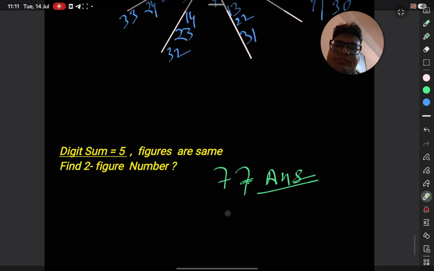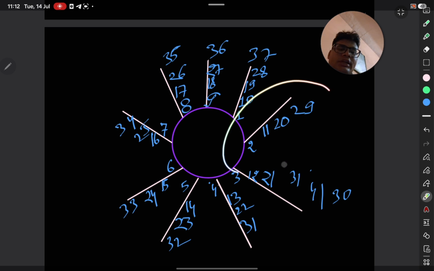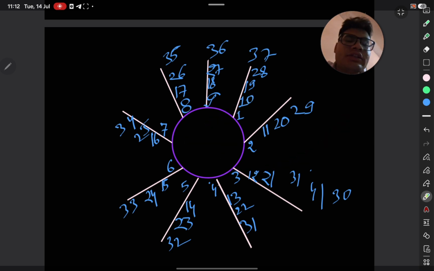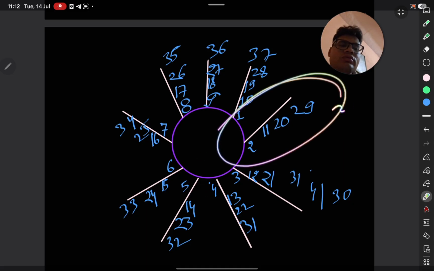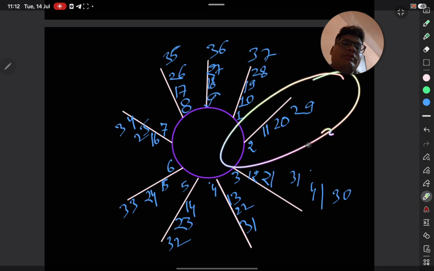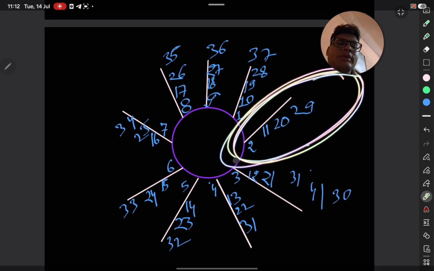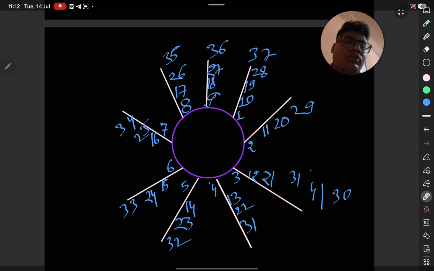Here is the digit sum, so we have to move on the 9-point circle. We have to choose the branch that has digit sum 2. We have to pick one number which is the correct answer to the question. All the numbers lying in this branch satisfy the first condition of the question: all these numbers have digit sum 2.